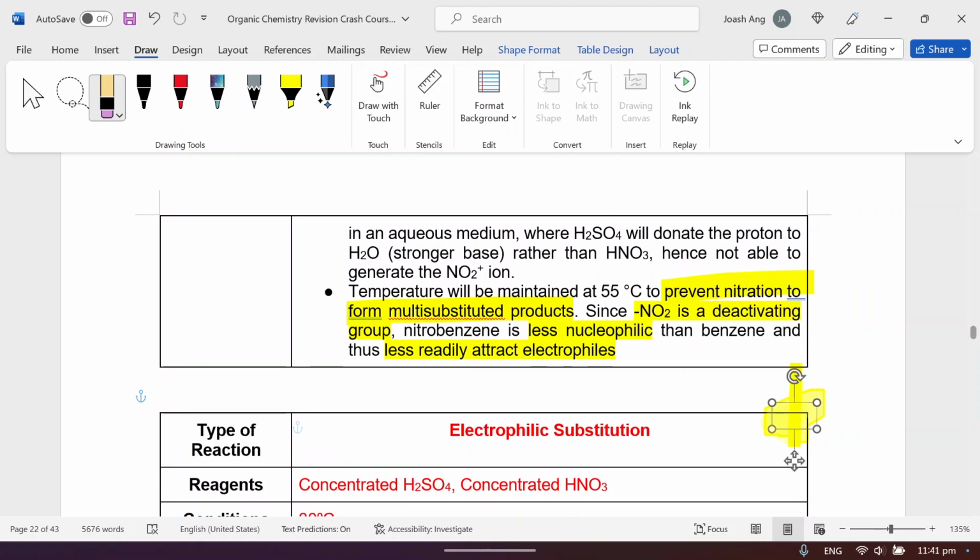What is going on? I can't erase this. Okay.